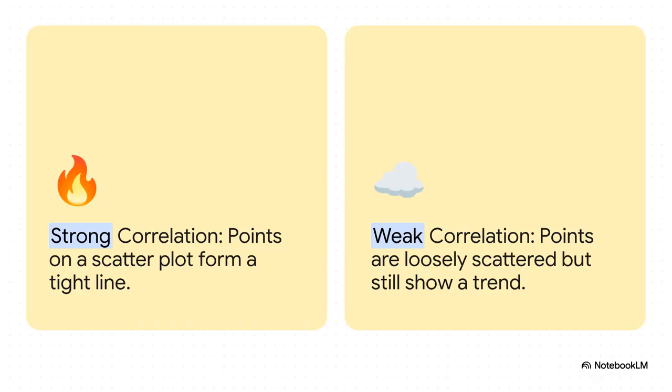But not all relationships are created equal. If the dots on our chart form a really tight, almost perfect line, we call that a strong correlation. The connection is super predictable. But if the dots are more scattered, but you can still kind of see a general trend, well, that's a weak correlation. The relationship is there, it's just a bit looser.